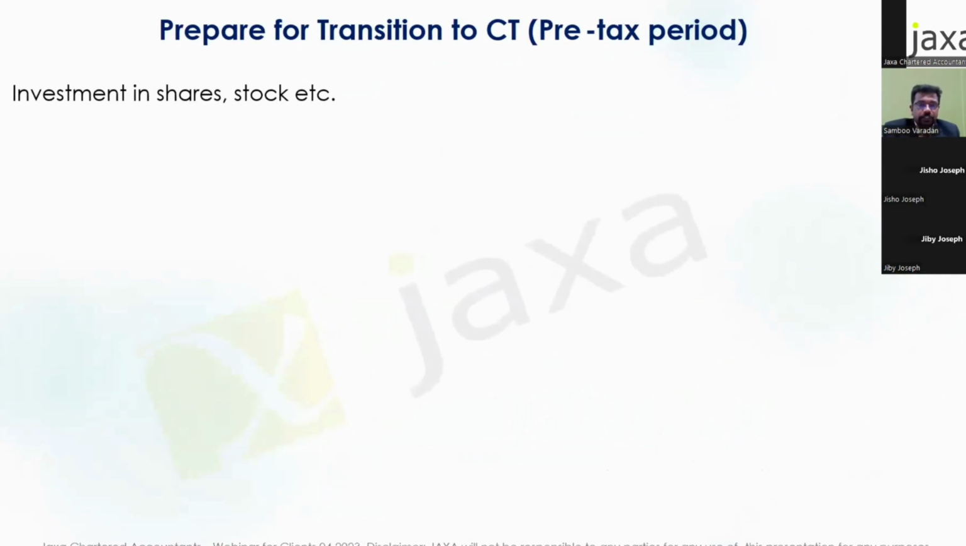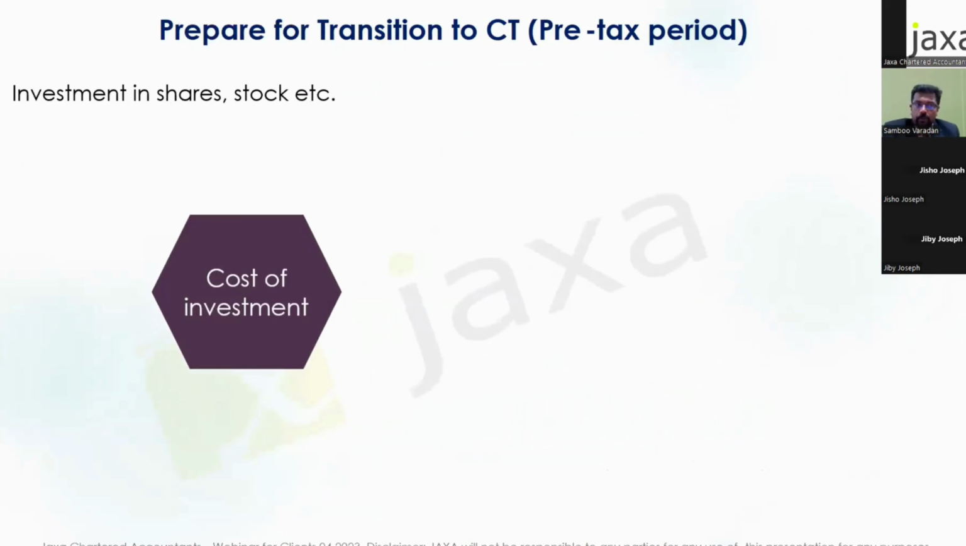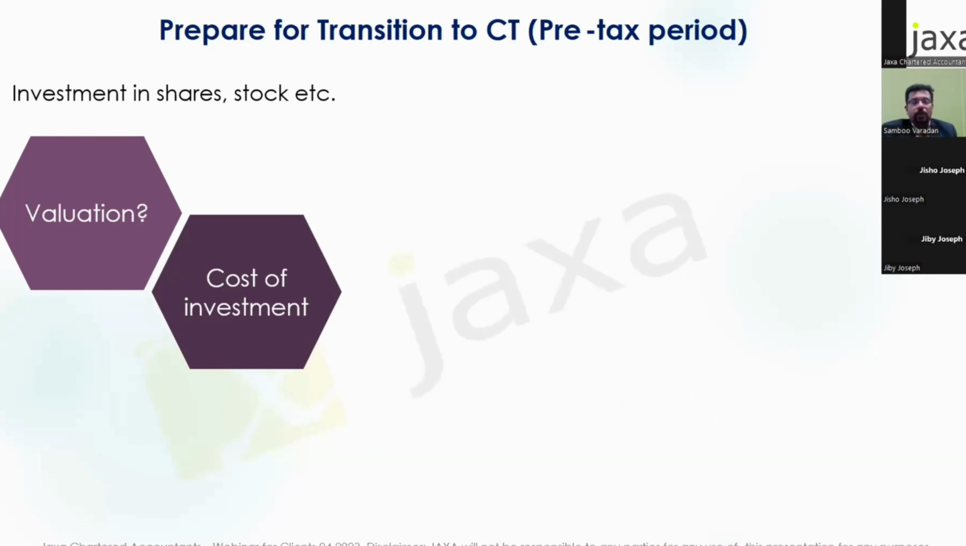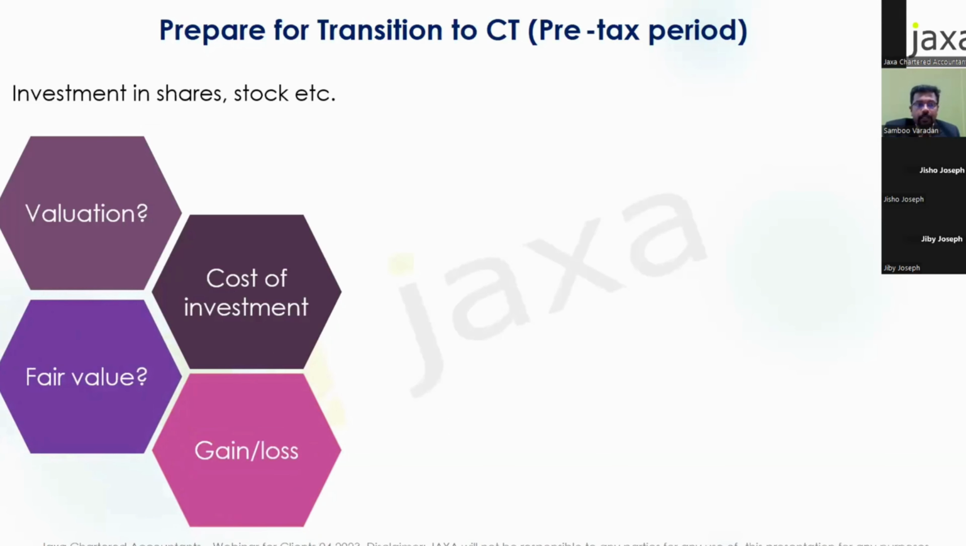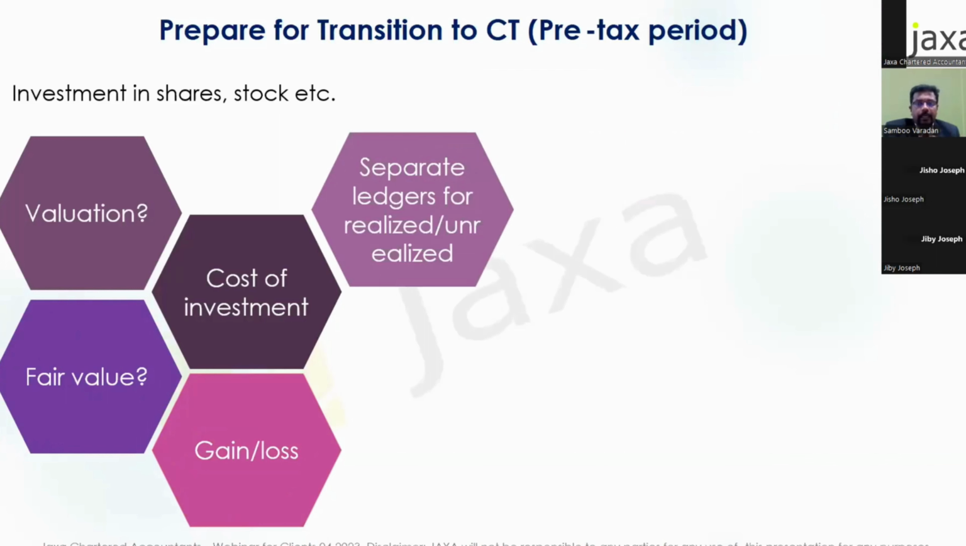Now, regarding investment in shares, the first thing we have to do is identify the cost of investment, and the value of investment should be at fair value. So you have to have adequate supporting documents to substantiate that the fair value which you arrived at is correct. Now, regarding the gain or loss, you have to identify the unrealized gain or loss and account for it separately. Why are we asking you to account for it separately? Because this unrealized gain or loss is not a deductible expense. So you need to create a separate ledger for the realized and the unrealized portion so that the adjustment to the taxable income can be arrived at easily.